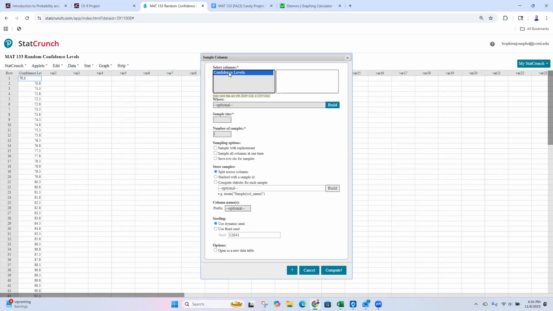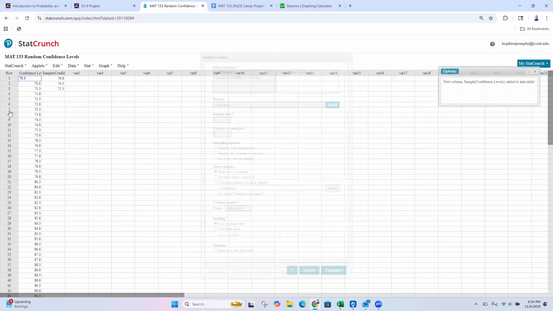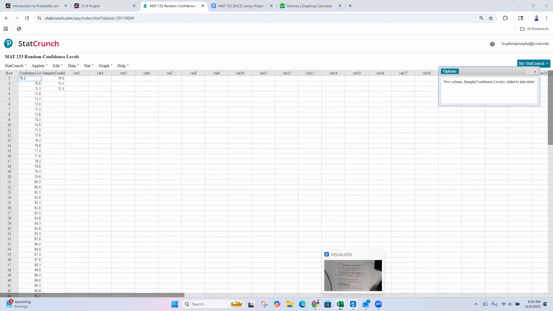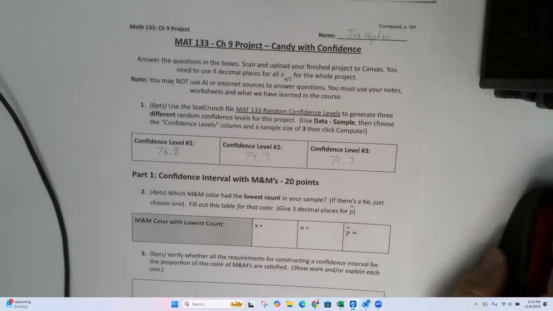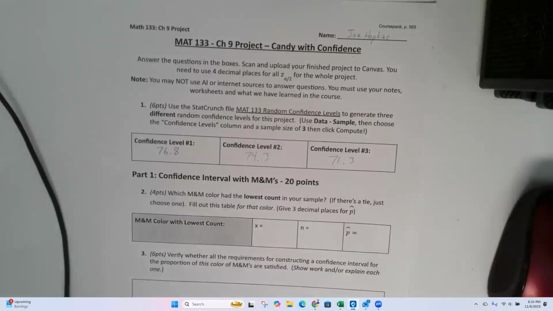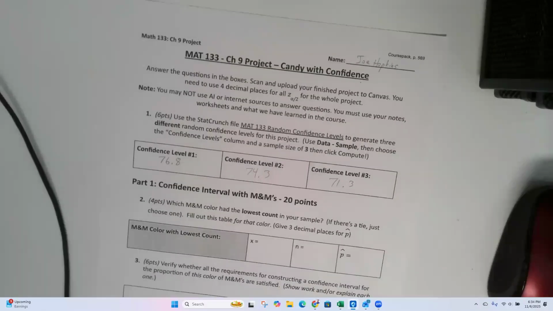Okay. So we're going to select 3 of these confidence levels. So set a sample size of 3 and then hit compute. And that'll give you 3 random confidence levels. So I got 76.8, 74.3, and 71.3. And you're going to write those down here for your 3 confidence levels. Mine are pretty low. I got stuff in the 70s, so that's fine.